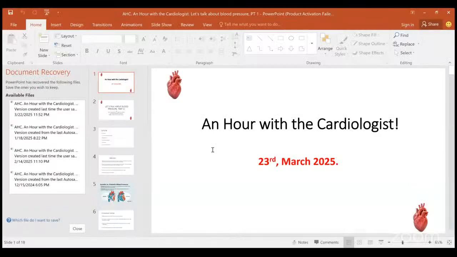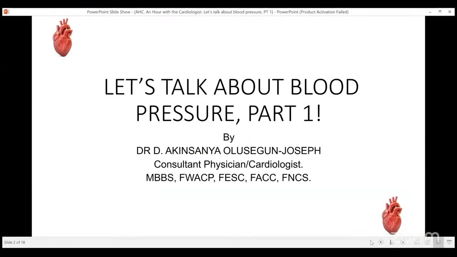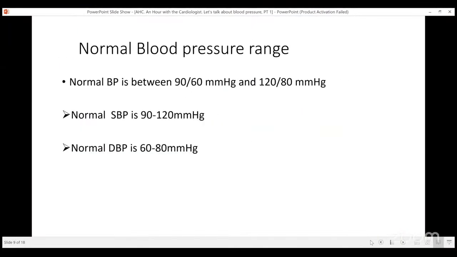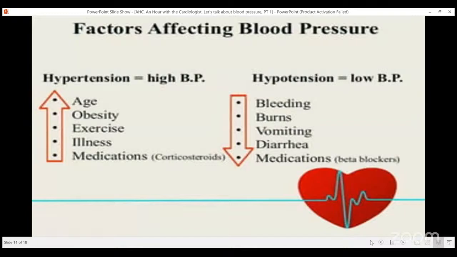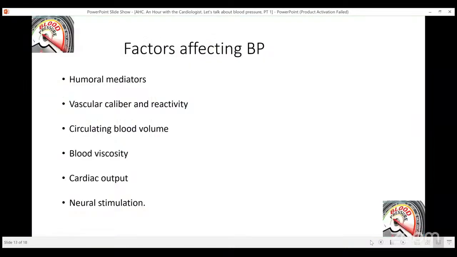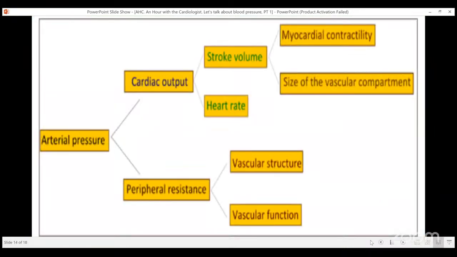Oh, the slides are not showing. Okay, give me a minute. I'm going to put it up again for us to see. Apologies. Can you see my slide now? If you can see it, please just type yes. Okay, thank you very much.